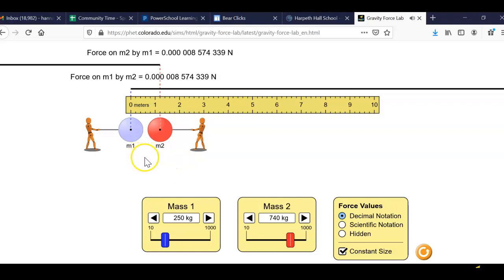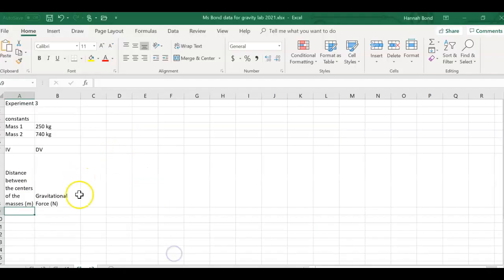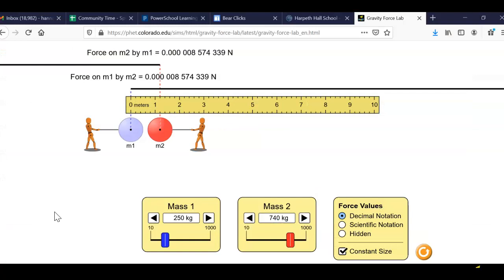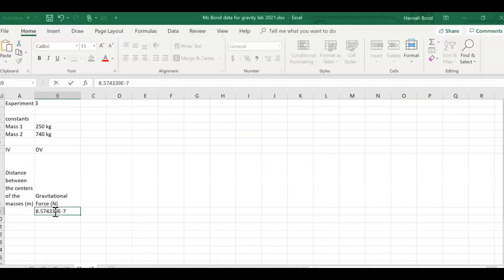Now I have chosen that distance in the table, and I can see what the force is. I'm going to have to move the decimal place 1, 2, 3, 4, 5, 6 places to the right. So I have 8.574339, and I'm going to put this into Excel: 8.574339 e to the negative 7th. Did I say that right? No, 6. E to the negative 6. Okay, so that was for a distance of 1.2 meters.